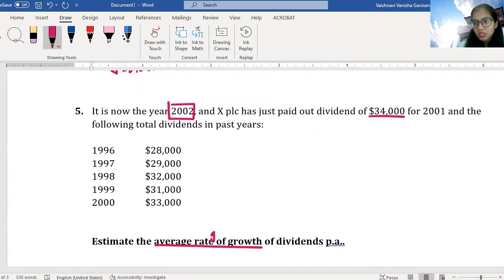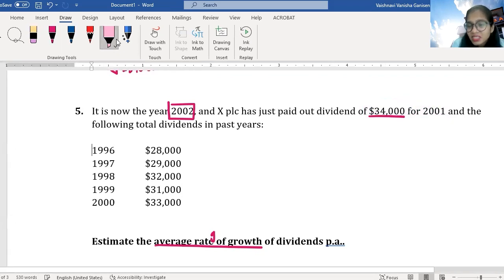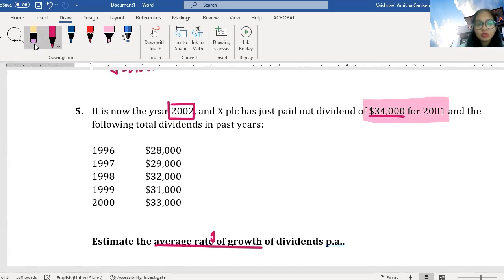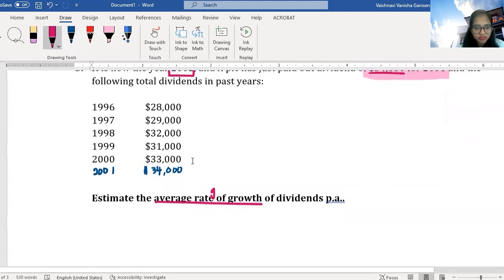So now I am telling you, keep this in mind, that this information here, he purposely did not include 34,000. Why did he do that? Because he wants you to make a mistake. So what you should have done is 2001, 34,000, and then you proceed to calculate the value of G.